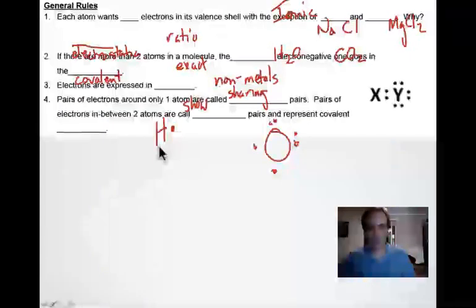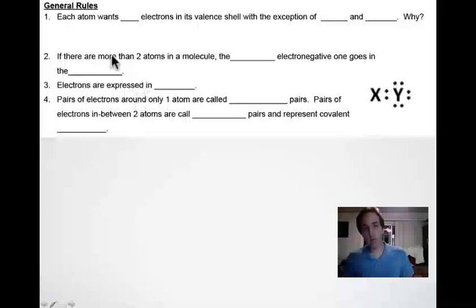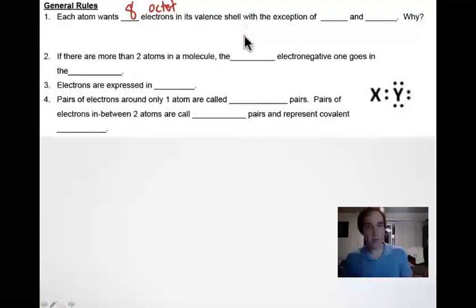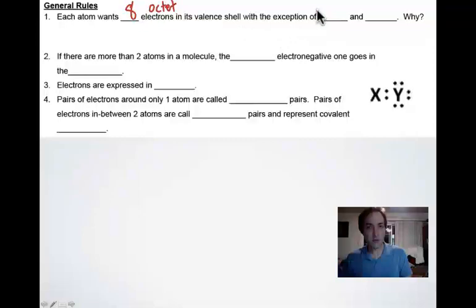So let's see what that looks like, or at least let's talk about the rules of what that looks like. So the first rule is that each atom wants 8 valence electrons. That's what we call our octet, right? And it wants that in its valence. The exception would be 2 elements, hydrogen and helium.